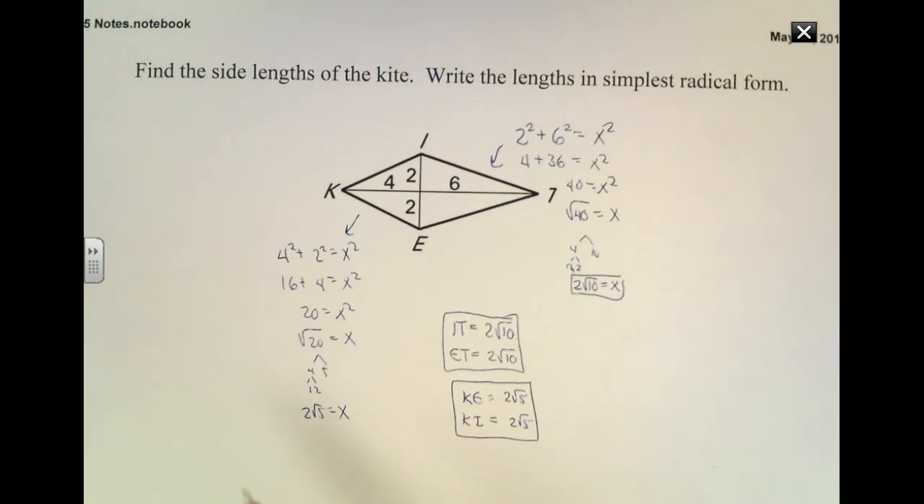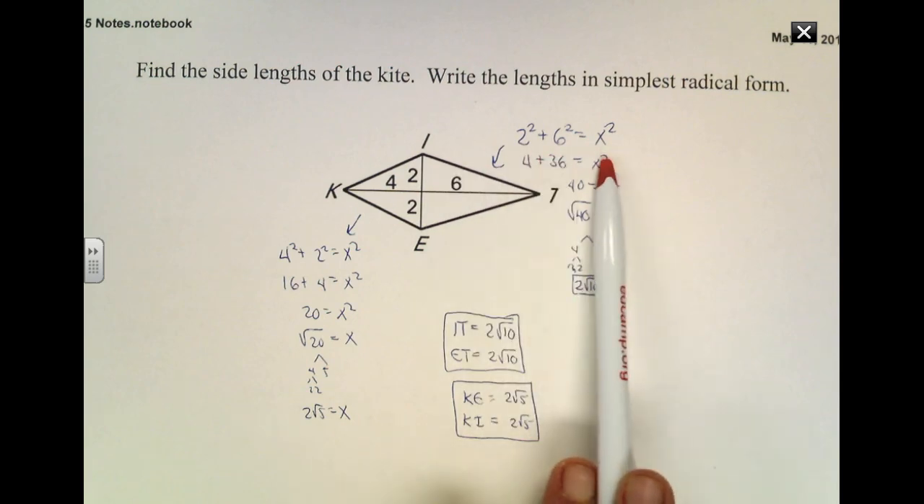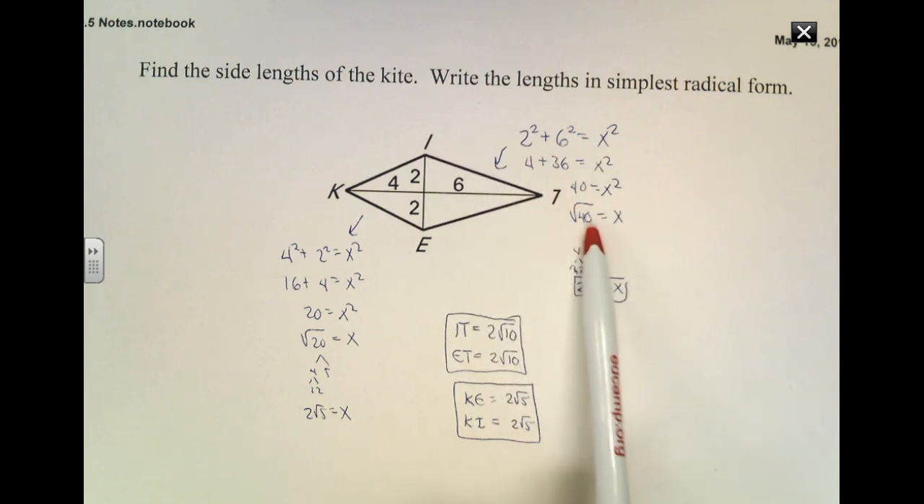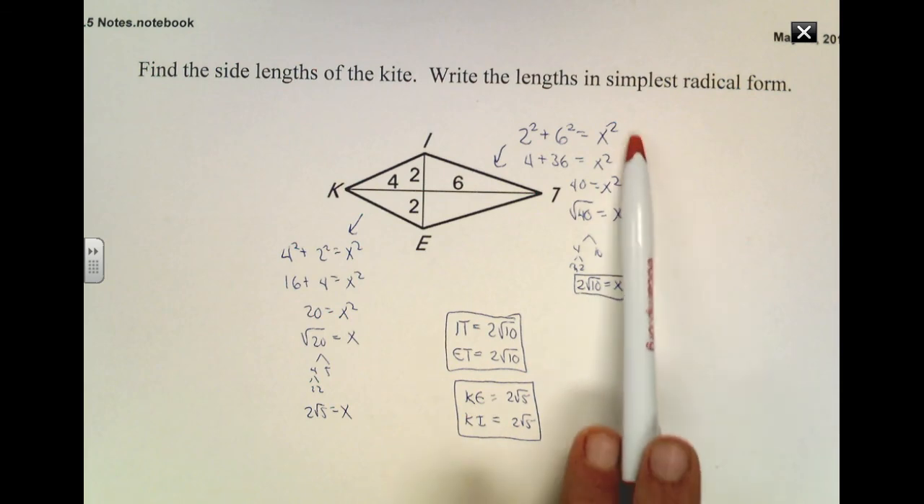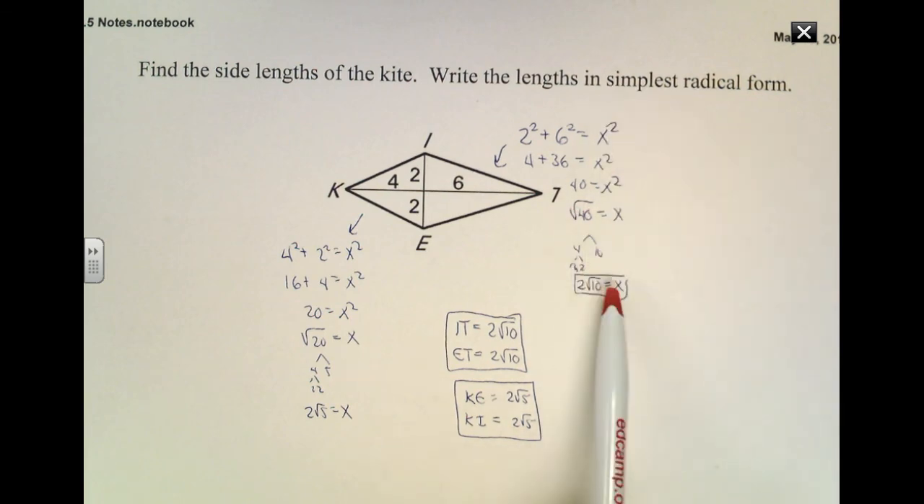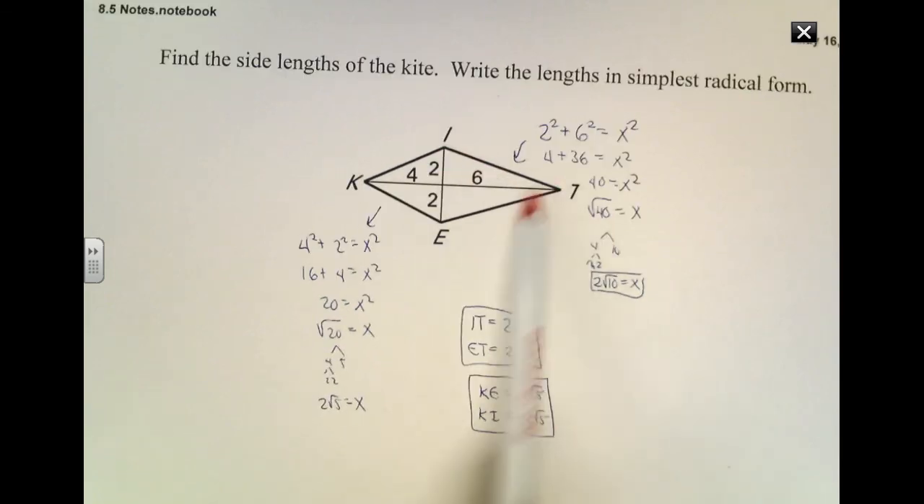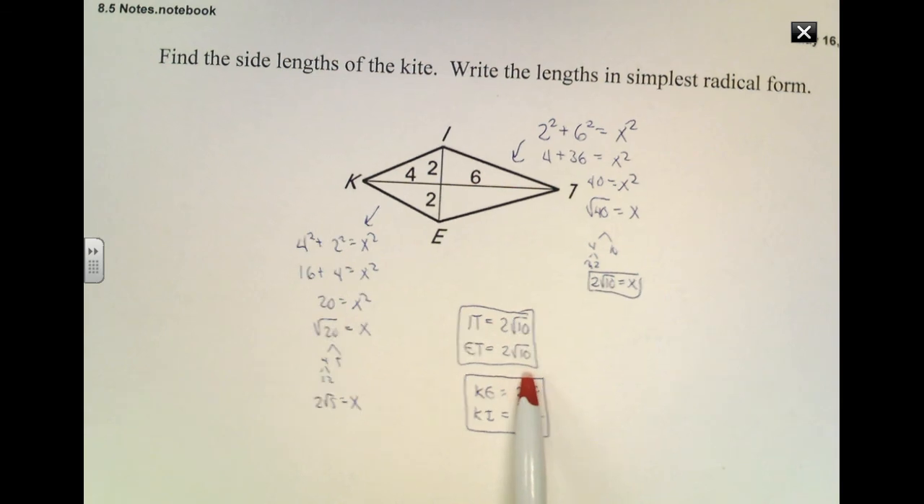Alright, here are my solutions. So once again, I just did two Pythagorean theorems. The first one, for side length IT: 2 squared plus 6 squared equals x squared. I did my simplification. I get the square root of 40. Because we wanted our answer in simple radical form, I broke it down. Here's my work for that. And we ended up with 2 root 10. Now again, ET and IT are going to be the same lengths, so I didn't have to do the work a second time. So I got my first two lengths of the kite.